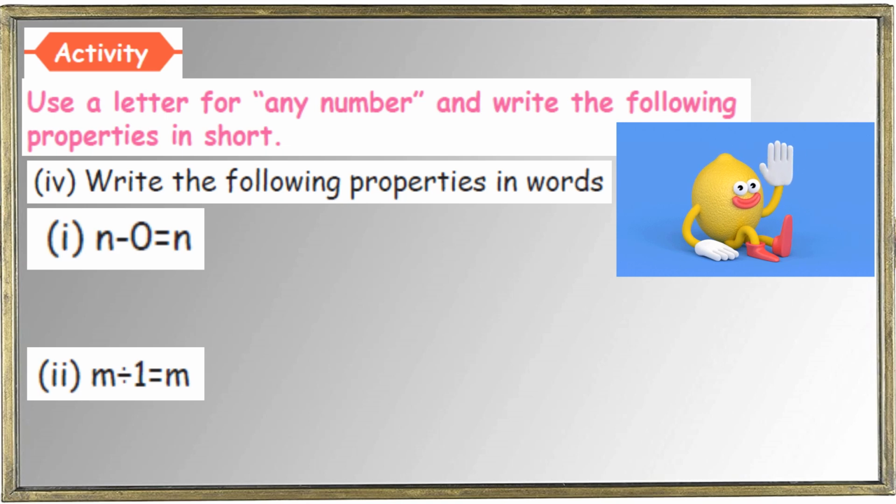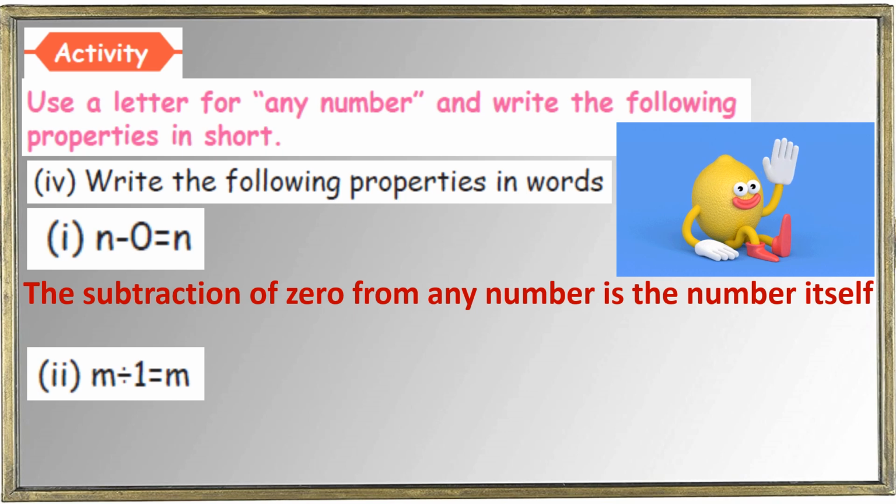So fourth one, write the following properties in words. Now we are going to change the properties into words. First one, n minus 0 is equal to n. So this is the answer. The subtraction of 0 from any number is the number itself. That means 5 minus 0, yes, 5 is the answer, isn't it? Fine. Listen carefully. The subtraction of 0 from any number, not any number from 0. So be careful. Subtraction of 0 from any number is the number itself. Right? Okay.